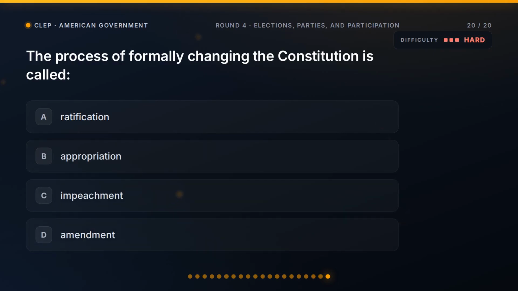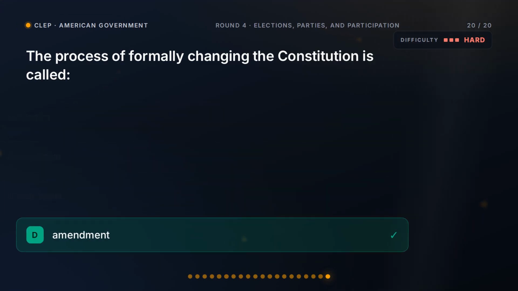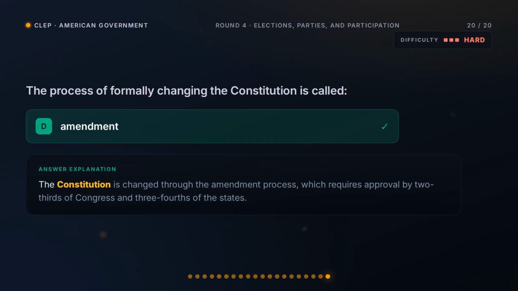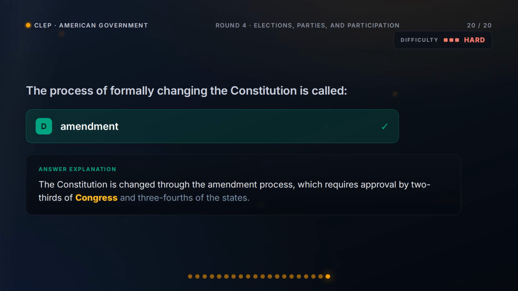Question 20. The process of formally changing the Constitution is called A. Ratification, B. Appropriation, C. Impeachment, D. Amendment. The answer is D. Amendment. The Constitution is changed through the amendment process, which requires approval by 2/3 of Congress and 3/4 of the states.